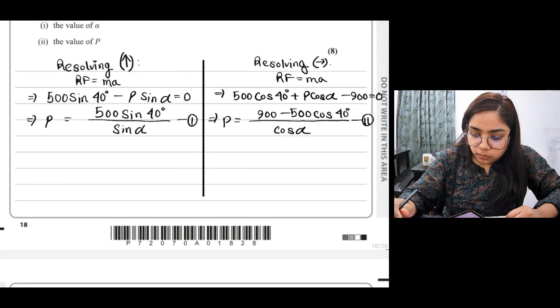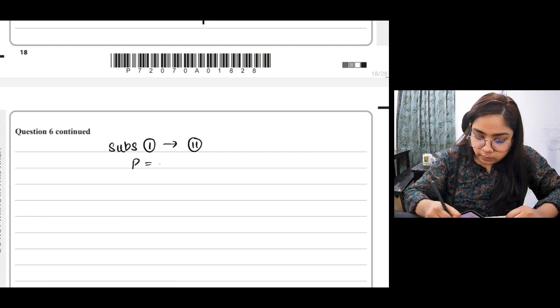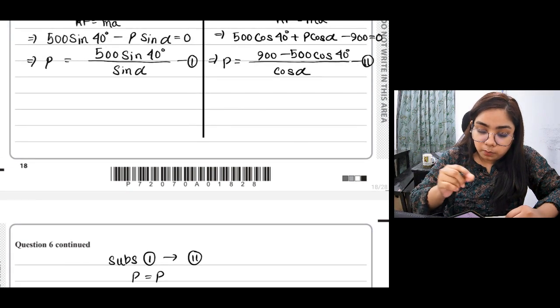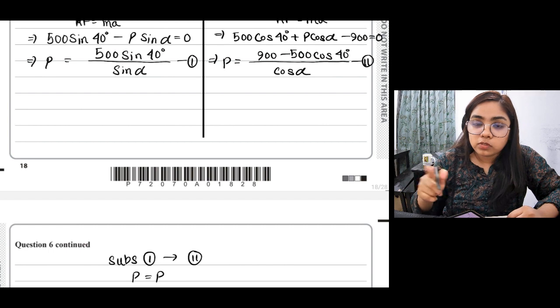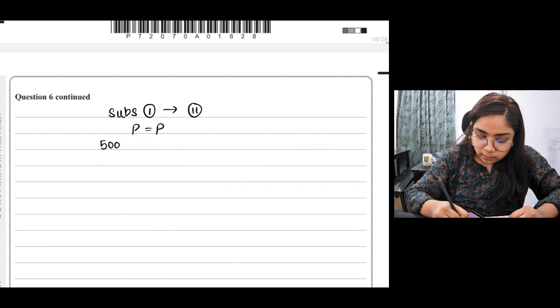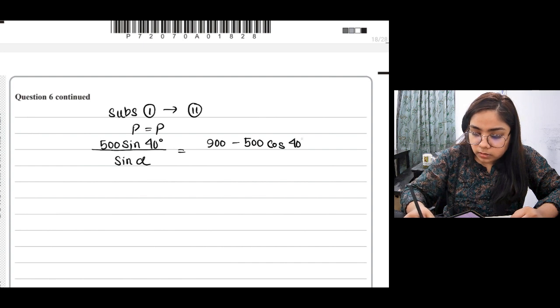I'll equate the two equations together. So you have, I'll just do this, substitute 1 into 2, which will basically be P equals P. As they were asking you to find out the value for alpha, that's why I made P the subject, so that in between the equation you'd still have alpha. So which will be now 500 sine 40 degrees divided by sine alpha equals 900 minus 500 cos 40 degrees divided by cos alpha.